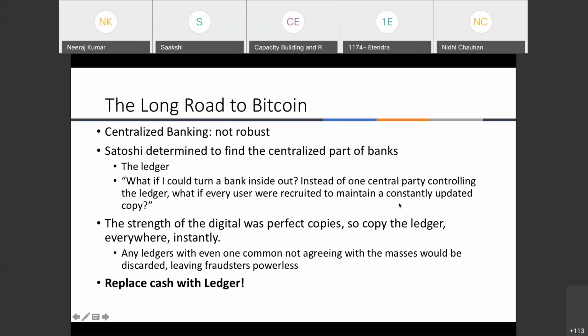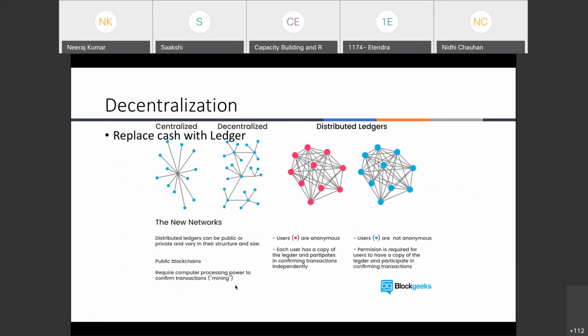From this notion, the evolution of blockchain technology has been done, and the strength of digital copy was perfect copies. This ledger will be copied everywhere, to each and every node instantly, and any ledger with even one copy not agreeing with the masses could be discarded. So we replace cash with ledgers. Those are some of the mechanisms that were used in the revolution of Bitcoin.